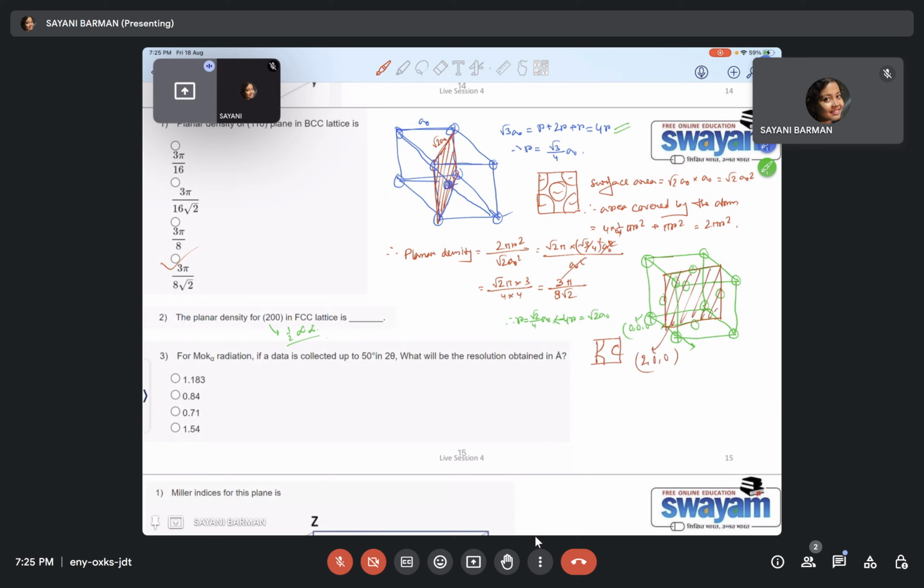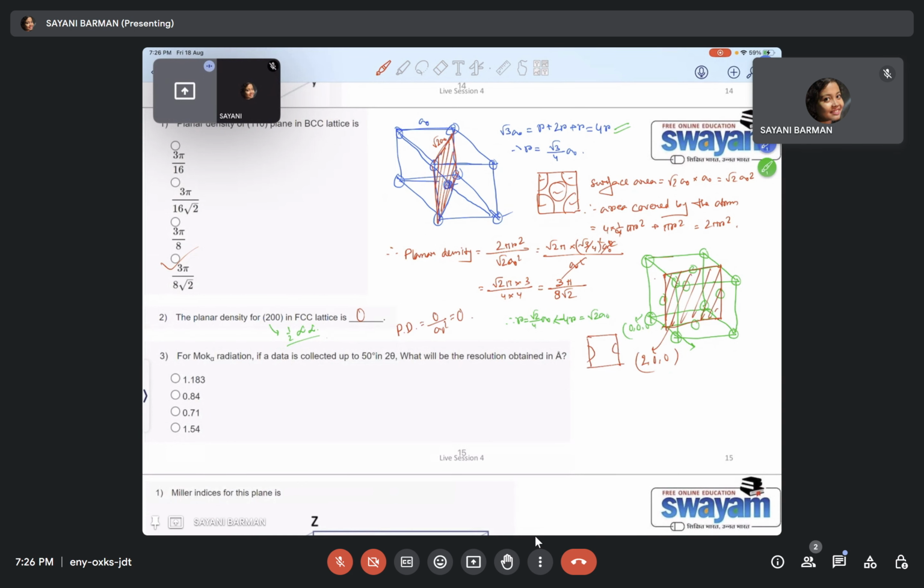Now in the 200 plane, if we draw the face, it will look like there is nothing in this corner, nothing in this corner, nothing in this corner, nothing in this corner. Basically the face is not containing any atoms, right? So we can't do properly. So the planar density, since there is no atom, will be 0 over a0 square. So it will be 0.